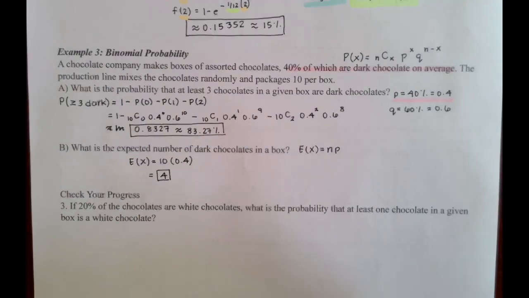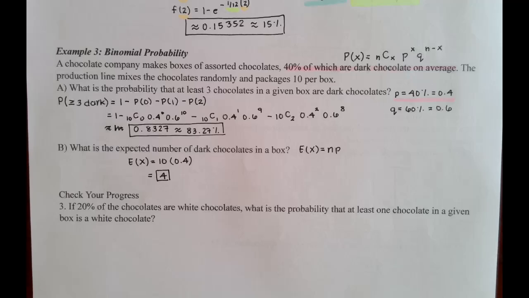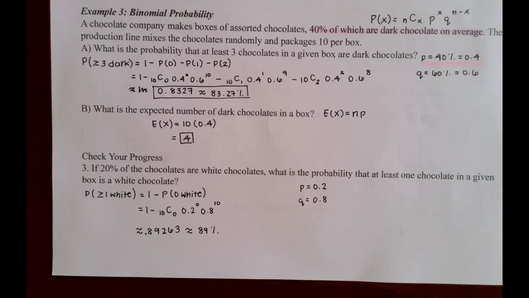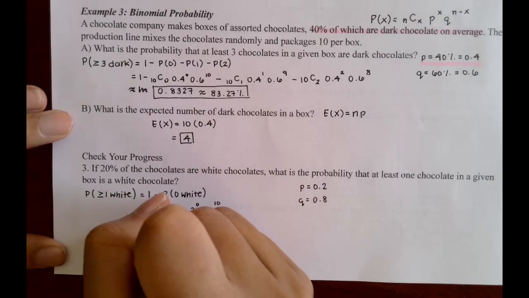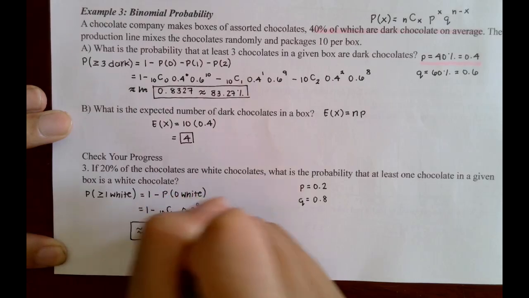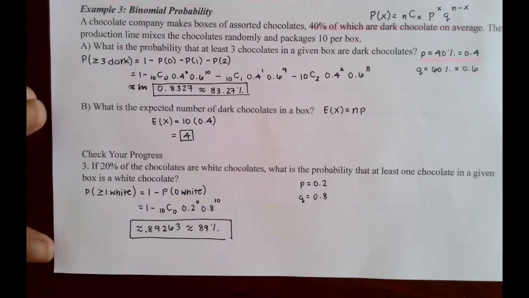So why don't you try CYP3, and once you're done, come check your answer. You should have gotten approximately 89%. If you got that right, you could get started on your homework. If not, here is your explanation.